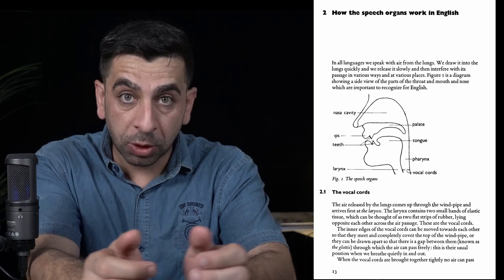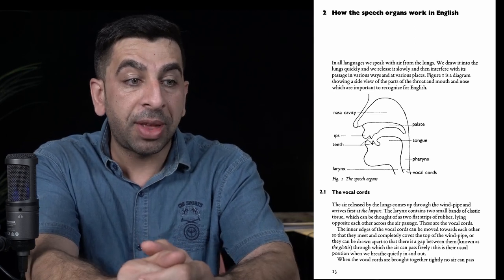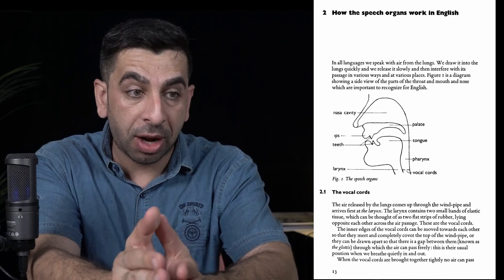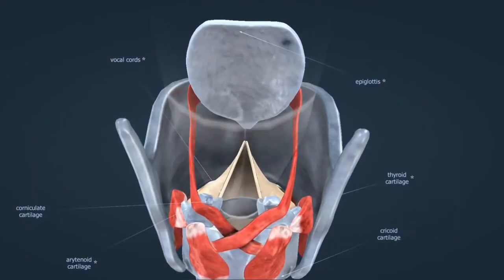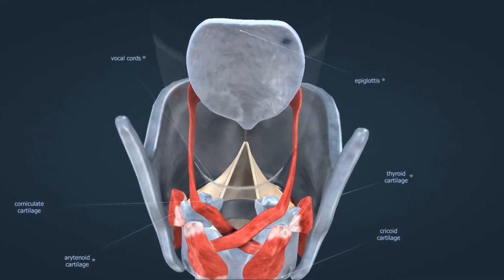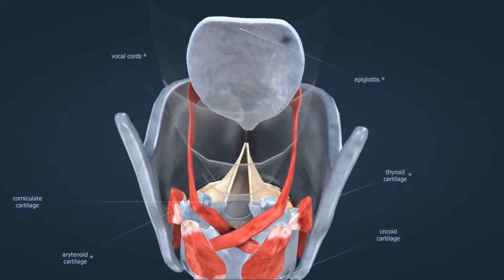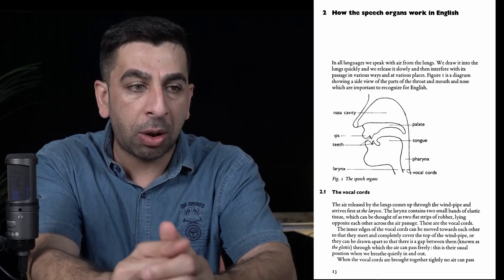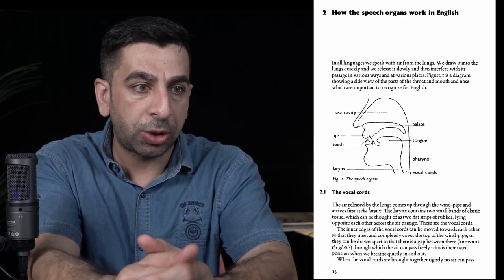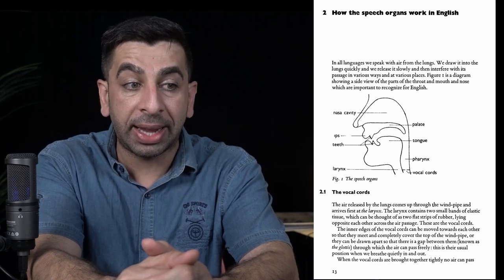Or they can be drawn apart so that there is a gap between them, known as the glottis, through which the air can pass freely. This is the usual position where we can breathe quietly in and out.